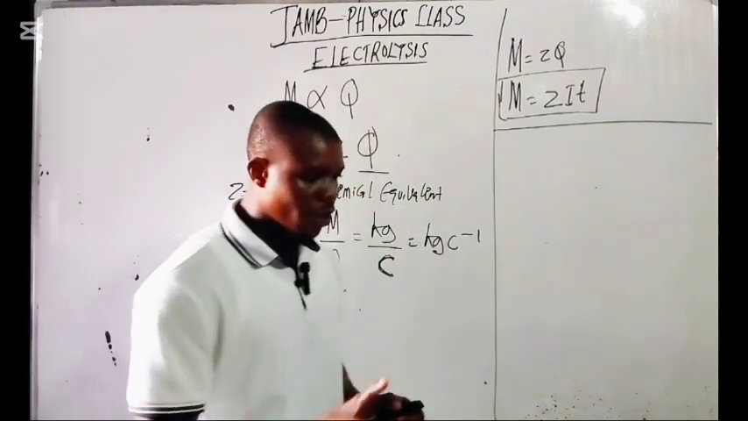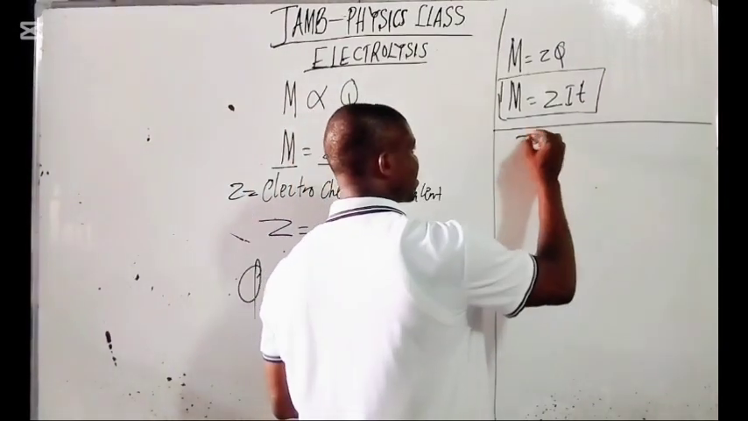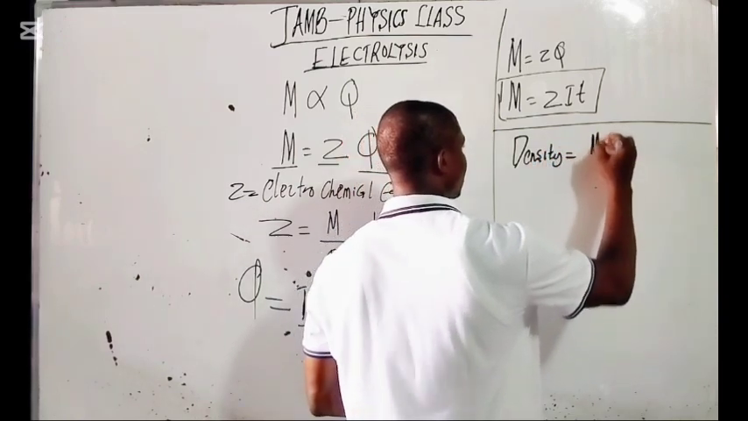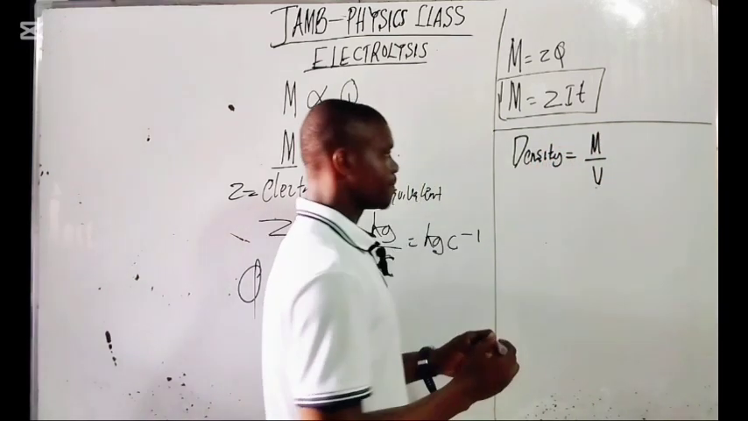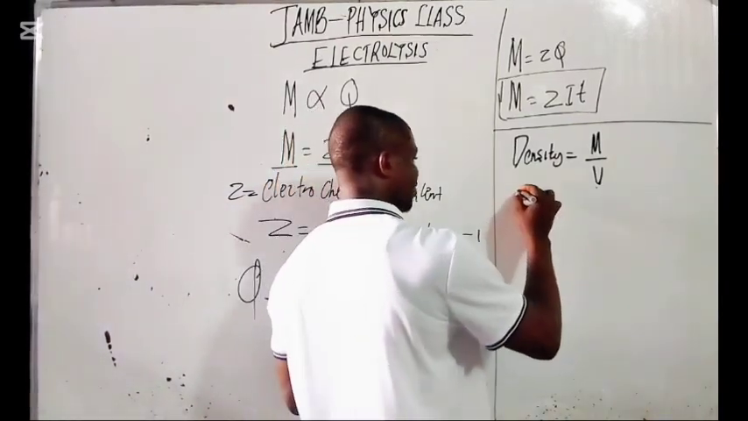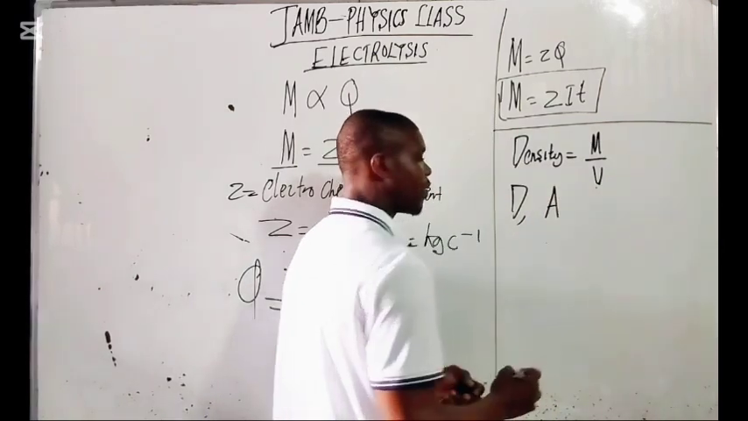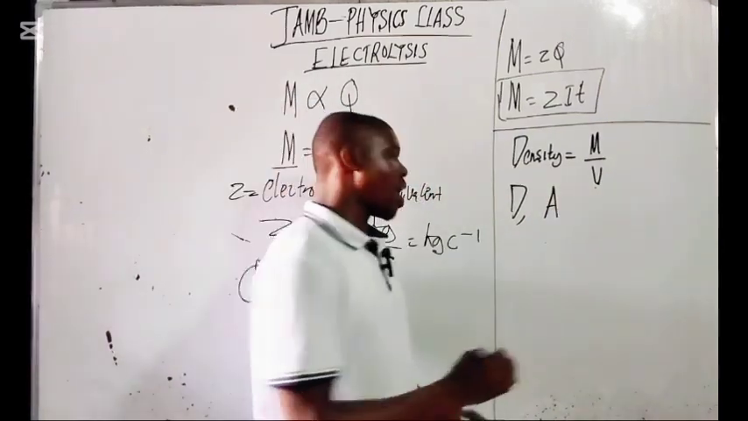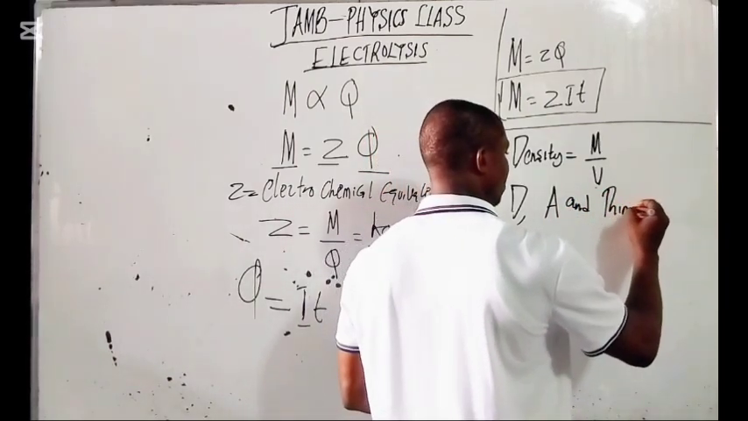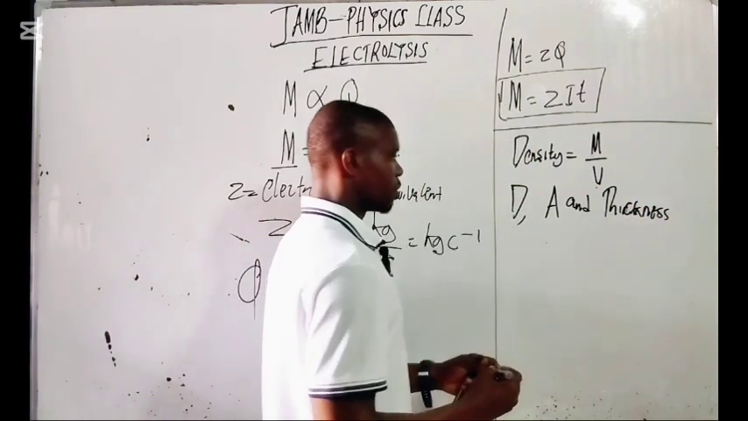So please pay close attention here. Remember, what is density? Density is equal to mass over volume. Do you understand? Now, what we want to understand here is that the density of the substance is very important. The area of the cathode is very important, and the thickness is very important here, right?